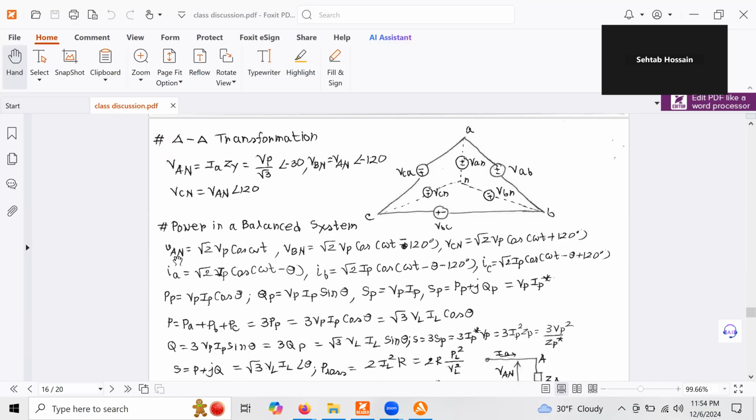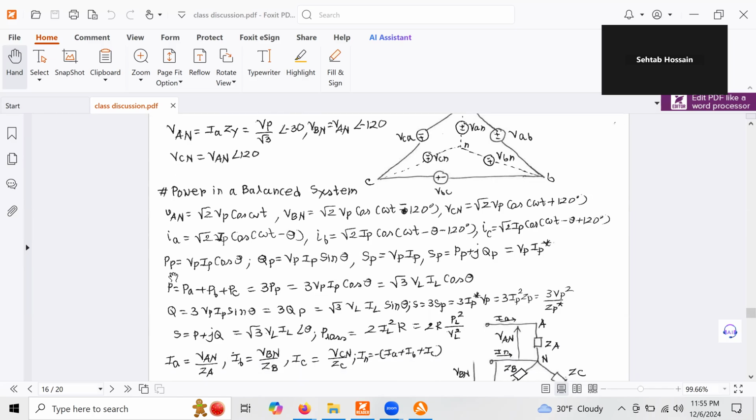So almost the same as root 2 Vp times cos omega t. Vbn is Vp cos(omega t minus 120), as this is a positive sequence, and Vcn will be plus 120. So what will be the line current? Same thing, with phases.